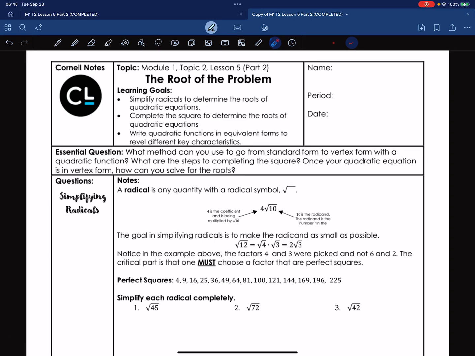So in this video, we're talking about Module 1, Topic 2, Lesson 5, and this is the second part of this. So by the end of this, you should be able to answer these questions. What method can you use to go from standard form to vertex form with a quadratic function? What are the steps to completing the square? And once your quadratic equation is in vertex form, how can you solve for the roots?